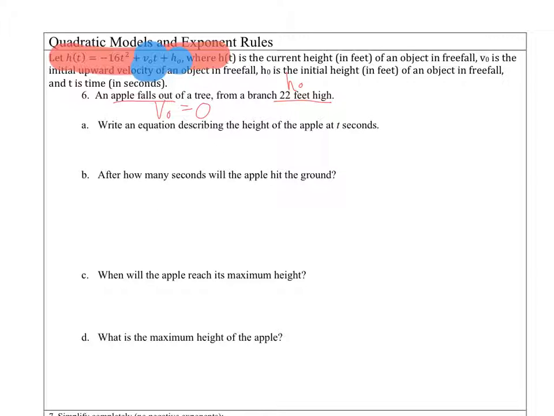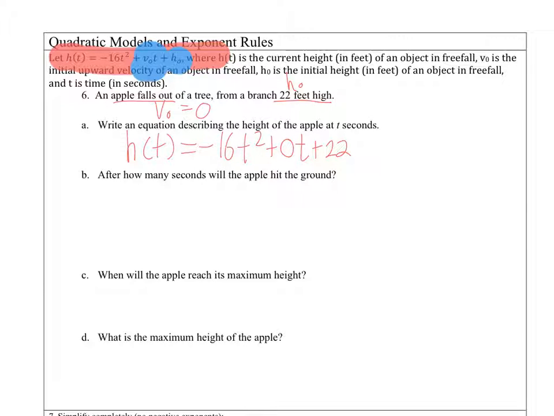So if we're looking at an equation, I'm going to have my height is equal to negative 16t squared. Again, I'm really just copying this from up there. V sub 0 is 0, so plus 0t, and then plus 22. And I'm done. My equation is done. It's complete, and I don't need to do anything else with that.